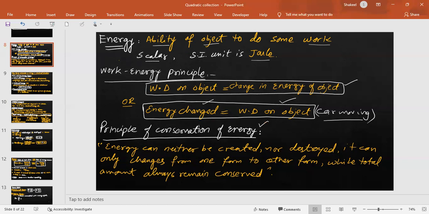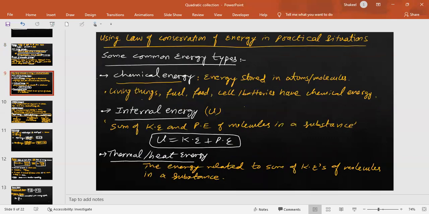Well, let's look at a famous principle, the principle of conservation of energy. Well, this is actually what our life is all about. Energy can neither be created nor destroyed. It can only change from one form to another form, while the total amount always remains conserved. Well, we have to see how we can apply the law of conservation of energy in some practical situations. For that, we have to make ourselves familiar with some common energy types.